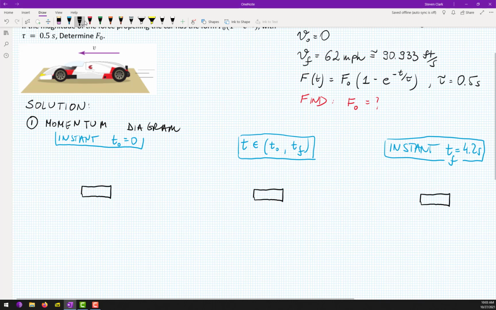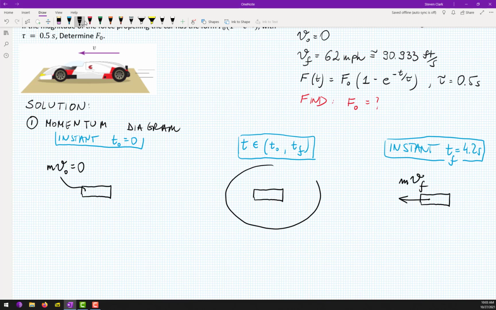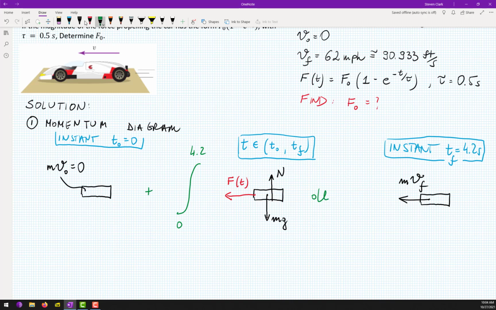I believe that our particle starts from rest, right? So we have mv0, and this is equal to 0, right? Then eventually, at the end, we will have some velocity, so we'll have mv final. This will be our momentum. And in here, I would like to draw all the forces that act on our particle. I believe that we have mg, that actually in this case we don't care about. We have the normal force. And also we have the force we care about: our f that is given to us as a function of time. Let's also not forget about our integral, because remember from our previous board that initial momentum plus the impulse, integral of F dt, is equal to final momentum.